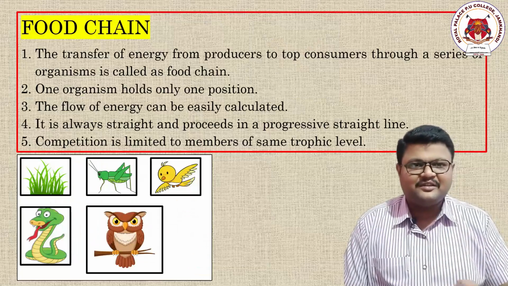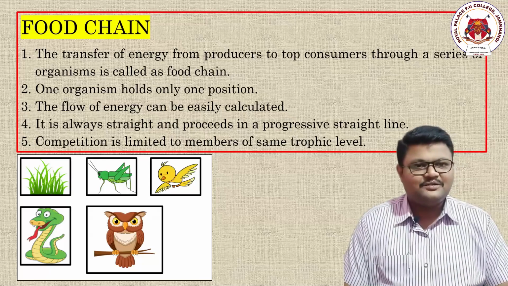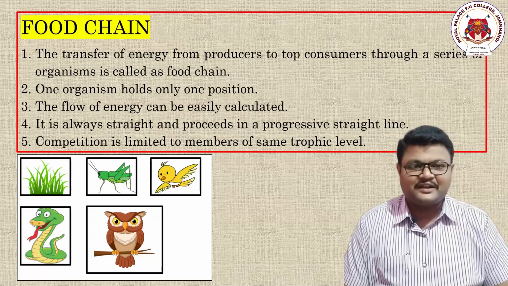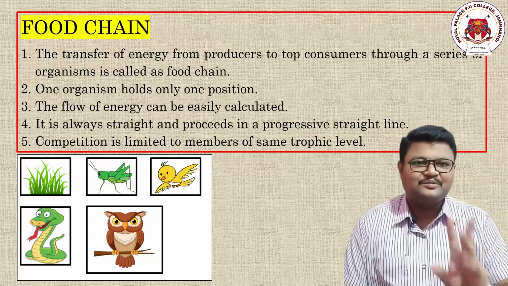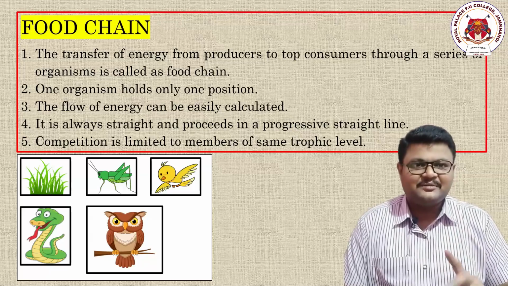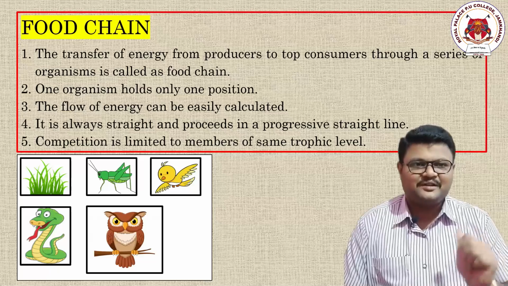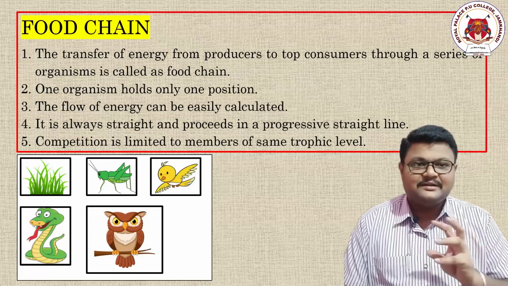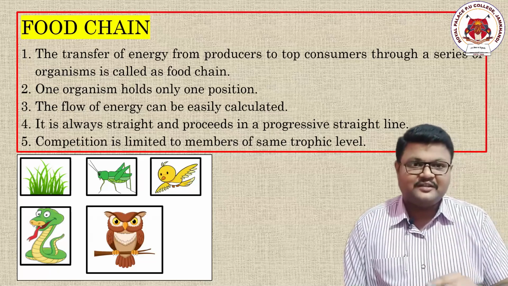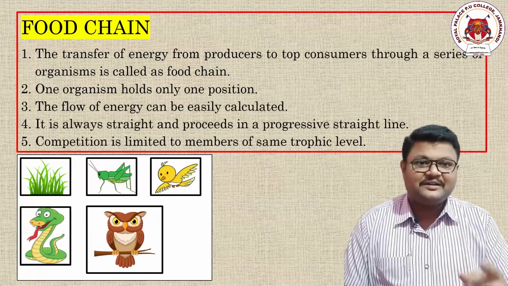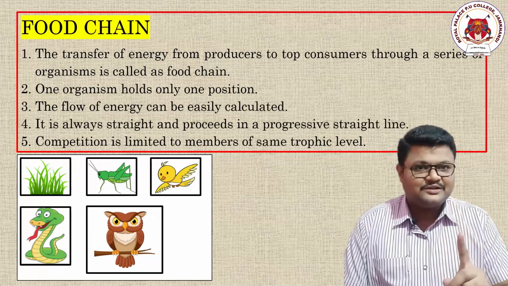Now from the diagram itself or from the photos itself, we can observe one thing, that each and every organism holds only one position in case of food chain. Remember this is important. In case of food chain, an organism holds only one position. It may be producer position, it may be primary consumer position, secondary consumer position, tertiary consumer position, or predator position. Any one of it. Any one. It does not mean that it will acquire primary and secondary both also, or secondary or tertiary both also, or tertiary or predator both also. No. Any organism in case of food chain holds only one position at a time.